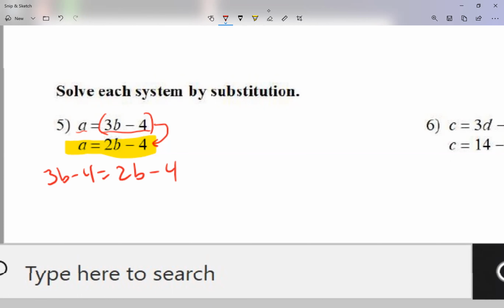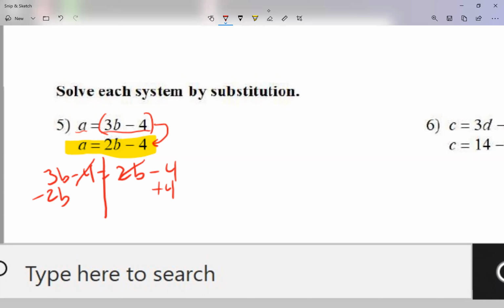Let me separate my sides at the equal sign. I'm going to have letters on one side and numbers on the other. The 2B, let me move it to the other side as a minus 2B. And this minus 4, let me move it to the other side as a plus 4. Remember, every time I move something from one side to the other, I have to switch signs. Notice the 2B, I changed it to minus 2B, and the minus 4, I changed it to plus 4. So I have to switch signs.